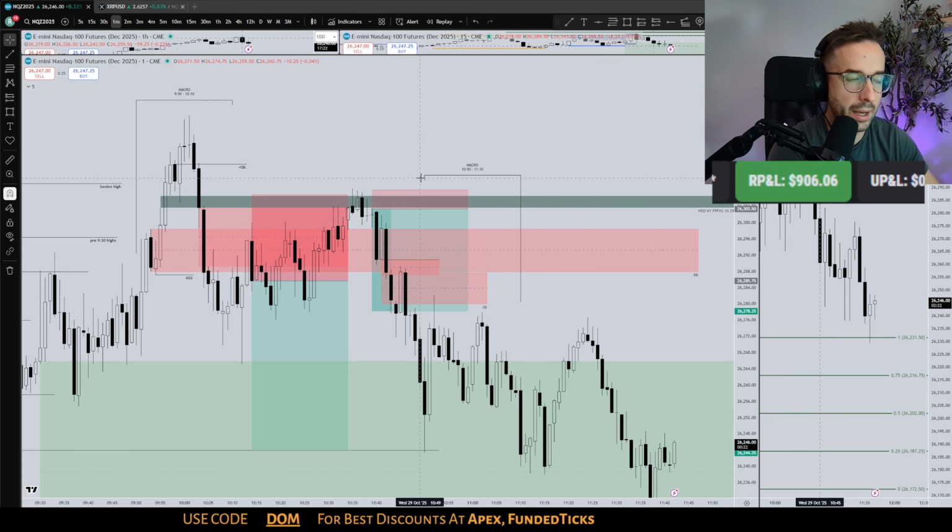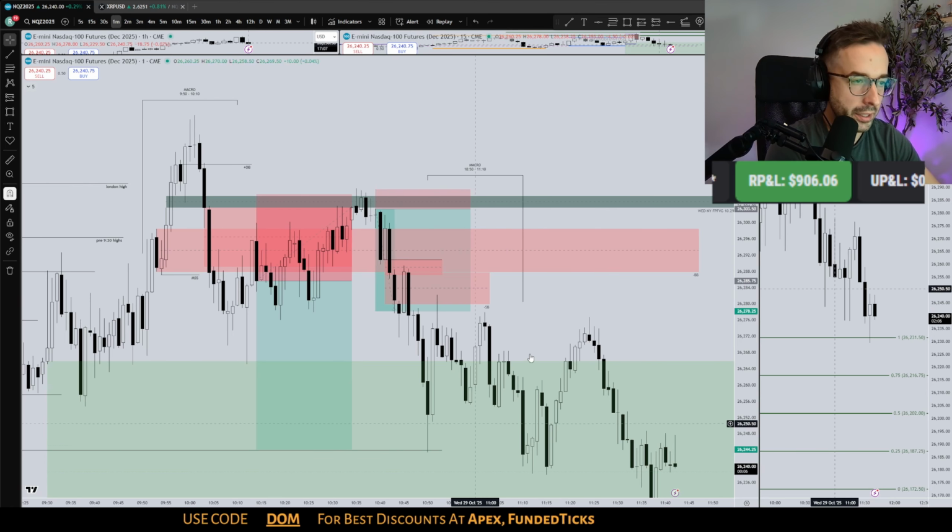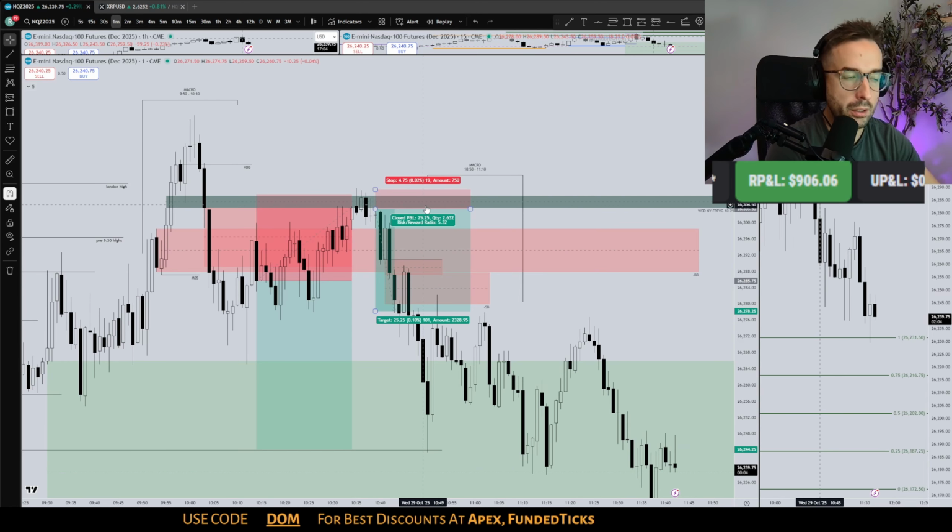What I realized in the past couple of weeks is sometimes these moves start happening right before the macro. Like you can see here at 10:37, 10:38. That's when it starts happening. And usually what the macro does, it starts printing the final legs of that move to its target. So again, the closer to these macros, I realized the more high probability your trade is.